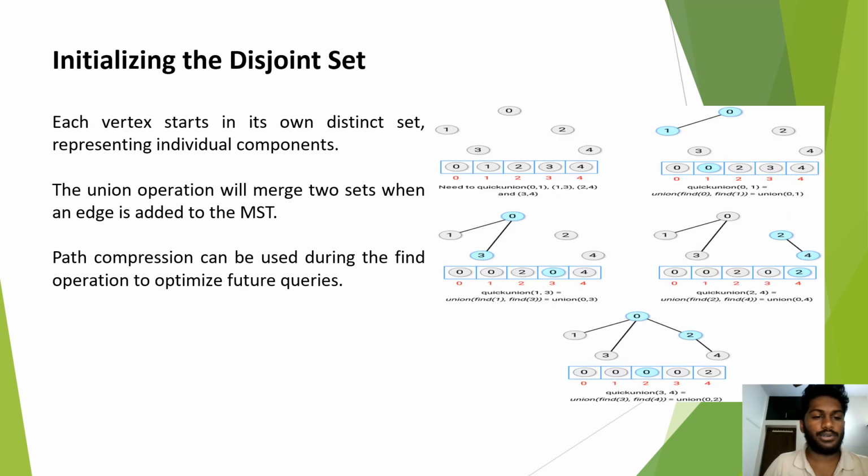Initializing the disjoint set. Each vertex starts in its own distinct set representing an individual component. The union operation will merge two sets when an edge is added to the minimum spanning tree. Path compression can be used during the find operation to optimize future queries.